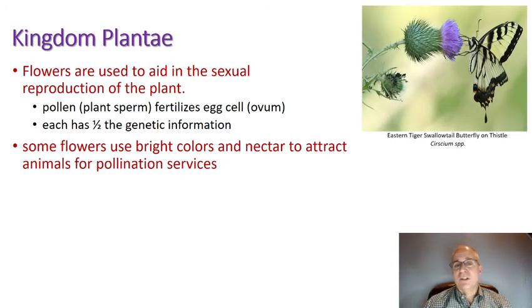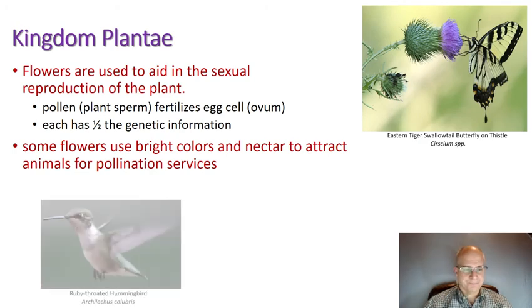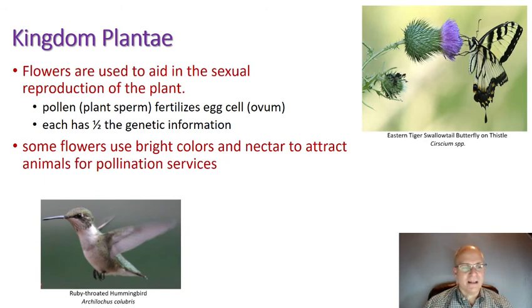Well, some plants are going to use bright colors and nectar to attract pollinators, like bees, or in this case, the eastern tiger swallowtail butterfly that's on a thistle plant, or hummingbirds. These are my favorites. I've got hummingbird feeders in my backyard. So plants are going to expend energy to make nectar that's going to attract these pollinators.